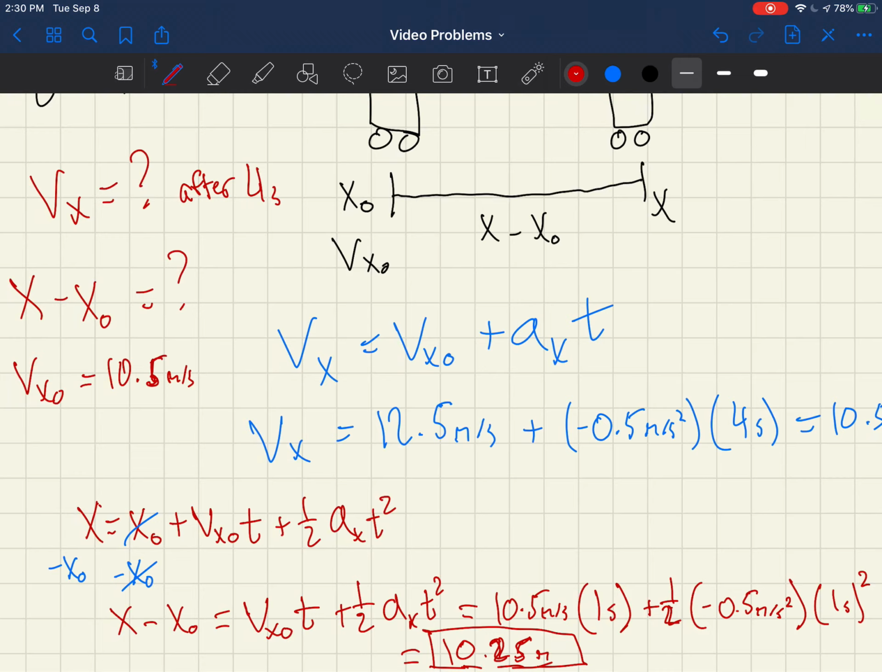Determine the stopping distances for an automobile with an initial speed of 90 kilometers per hour and human reaction time of 1 second for an acceleration of a equals -4 in part A and -8 meters per second squared in part B. All right, so human reaction time.